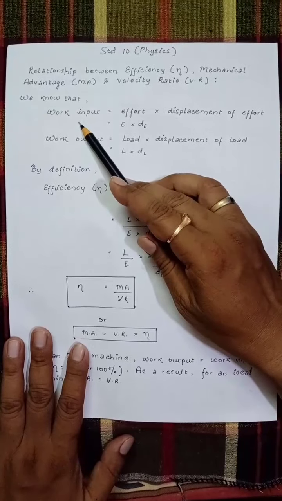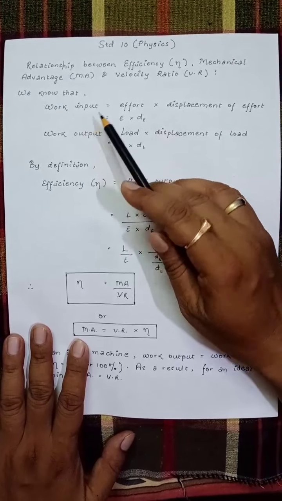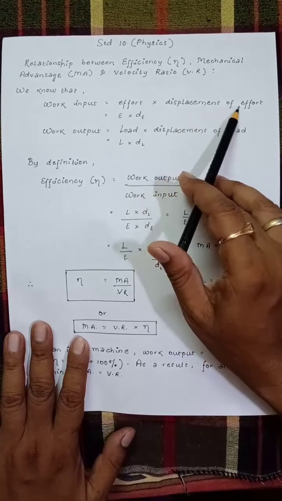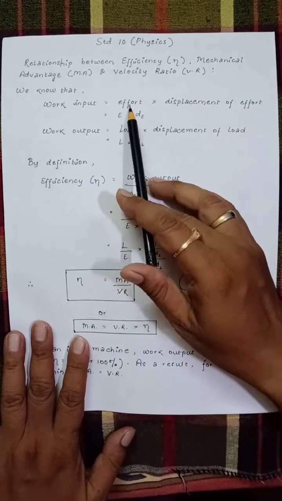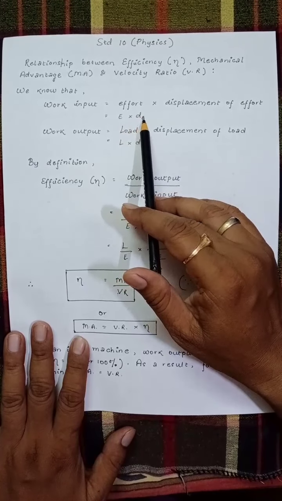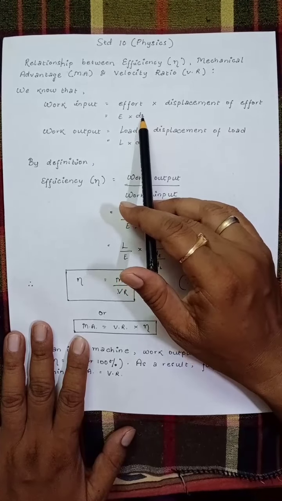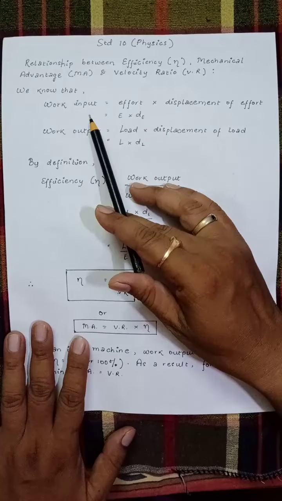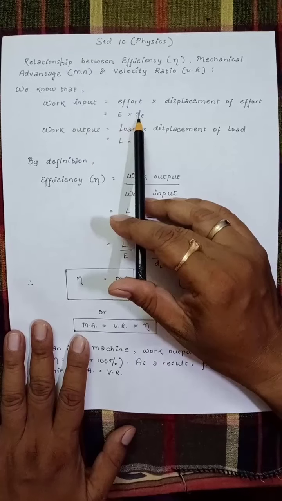So what should be the input work or work input? That is effort into displacement of effort. If E represents effort and D represents the displacement of the point where effort is applied, then work input equals E into D.